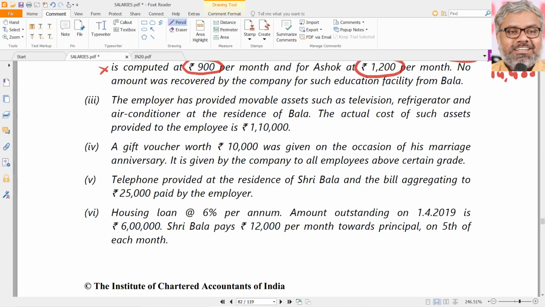Next. Third point. The employer has provided movable assets like television, refrigerator, air conditioner, etc. The actual cost of such assets provided to the employee is 1,10,000. When he has provided movable assets, we know that 10% of the actual cost will be treated as the value of perquisite, which means in this case 11,000 rupees will be taxable.